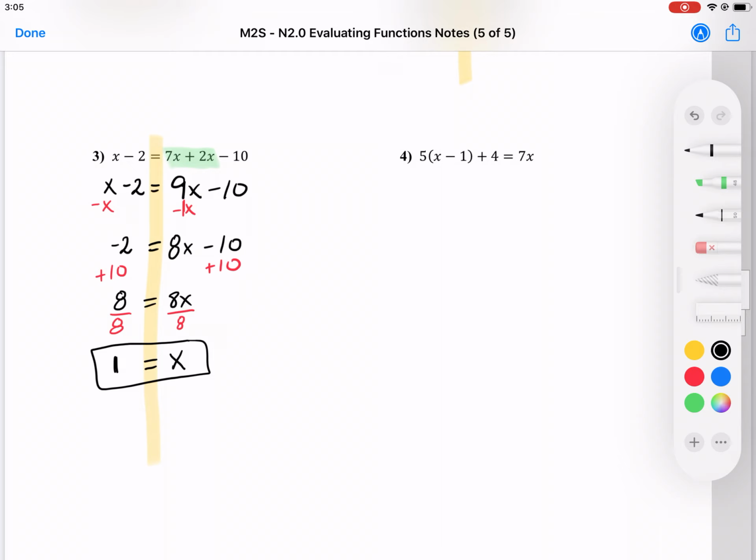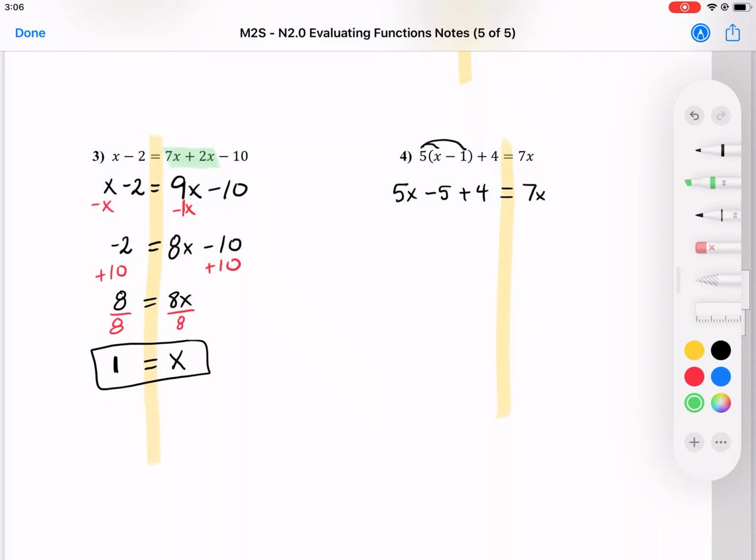And then let's do one more quick review. So highlight the equal sign again. So first thing I do is I multiply through. So 5 times x is 5x. 5 times -1 is -5. Then I get that plus 4 still. It equals 7x.